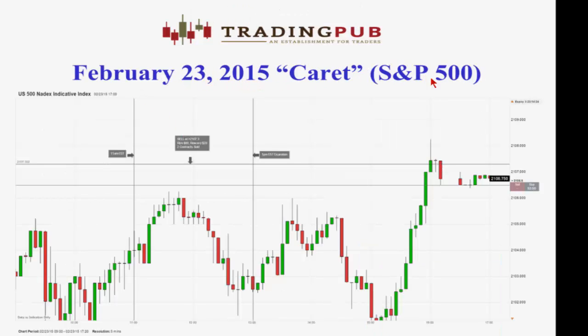Okay, so what we have here is a February 23rd Caret trade on the S&P 500. The vertical lines, once again, represent the 11 a.m. to 1 p.m. time period. So here's the start of the trade, and here's where the trade is concluded. And you can see how the marketplace just went up, stopped, there's the Caret, and down. And the strategy is about selling above the reversal of the market and taking advantage of this pattern. So pretty much simple as that.